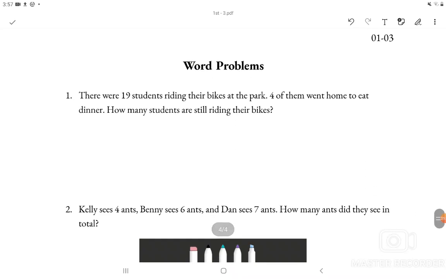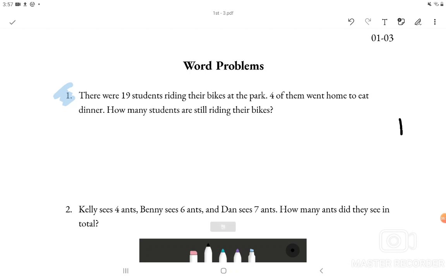The last section is word problems, and I will just do number 1 as an example. There were 19 students riding their bikes at the park. 4 of them went home to eat dinner. How many students are still riding their bikes? So we would have to do subtraction.